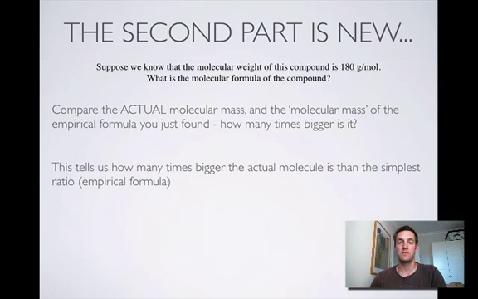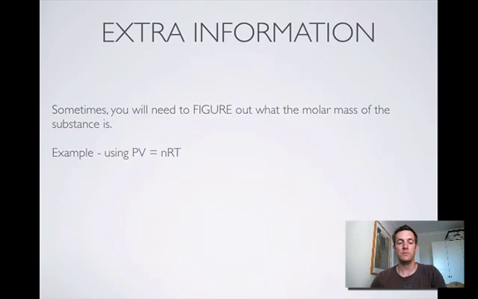In year 11, it will pretty much be that simple. You might find an extension question in year 11, or if you're doing it in year 12, it's a little bit harder. You might have to figure out what the molar mass is before you can use it in that second stage. For example, let's say we were using PV equals nRT to find a molar mass. Let's remind ourselves what molar mass means. It's grams per mole, so mass divided by moles. What's n according to this equation? Well, n is PV on RT.